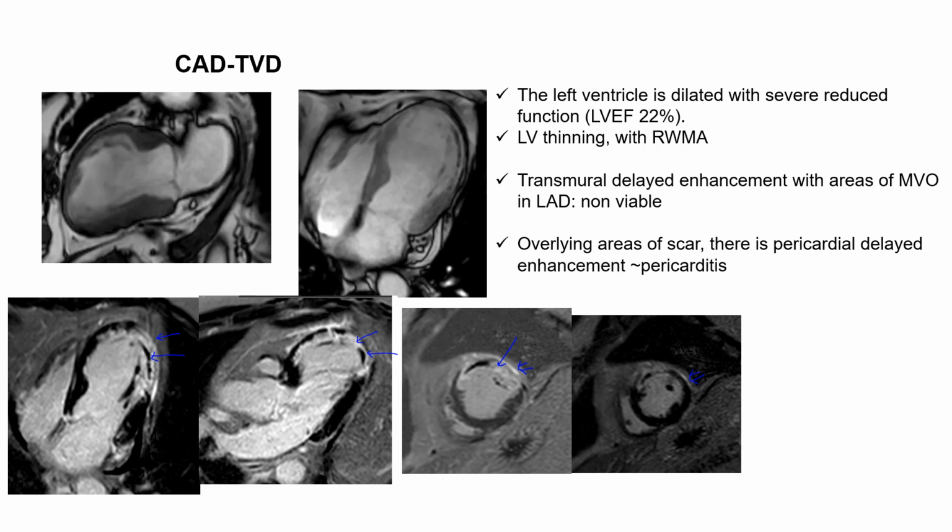And these areas of microvascular obstruction actually correlate with poor prognosis because these patients tend to have more arrhythmias in the post-MI days. And therefore, it confers a poor prognosis in this group of patients. Besides that, you can see this area of pericardial enhancement overlying the area of scar. So there is a post-infarct pericarditis associated with the MI in this patient.